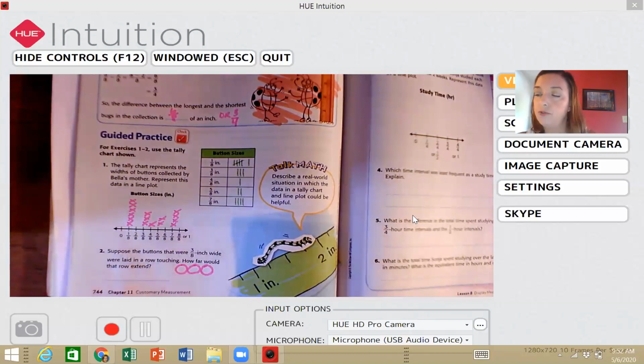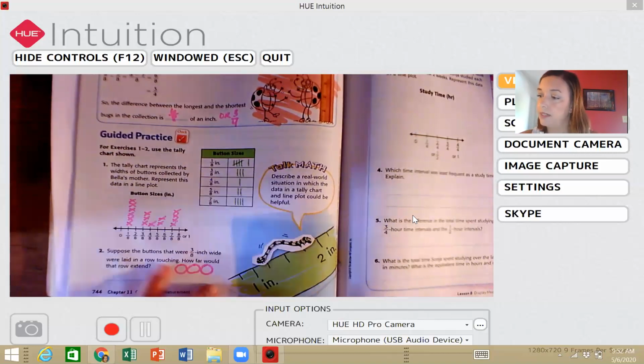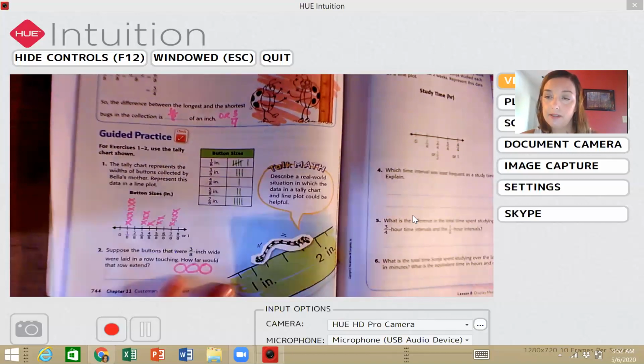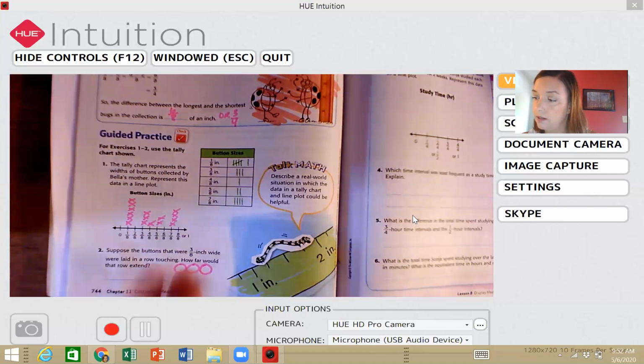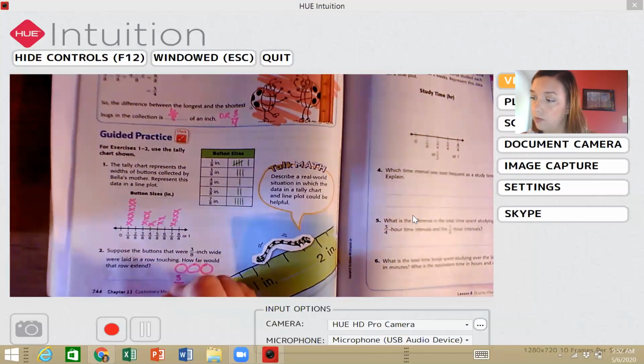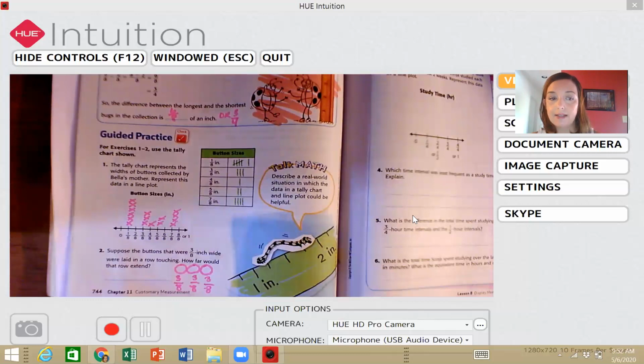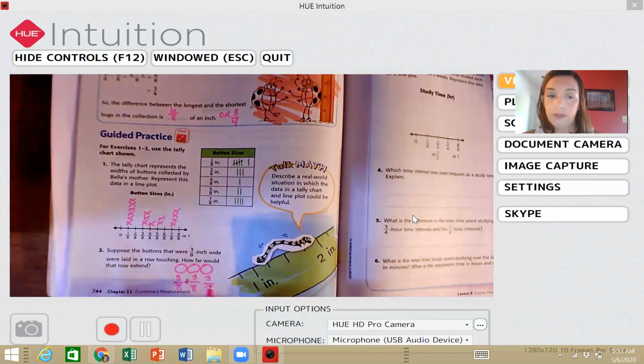Okay, and the reason I drew 3 is because it asked us about the buttons that were 3/8 of an inch, and there were 3 buttons that were 3/8 of an inch. So I'm picturing these 3 buttons, and each one of these is 3/8 of an inch. So this is 3/8, here's another 3/8, and here's another 3/8. So what this is asking me is, how far would that row extend? So I need to know the measurement of all of them together. So that would be 3/8 plus 3/8 plus 3/8.